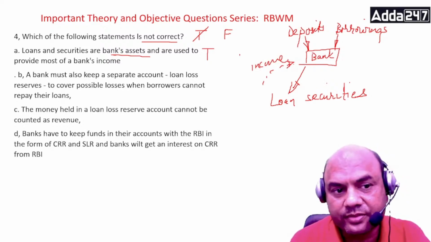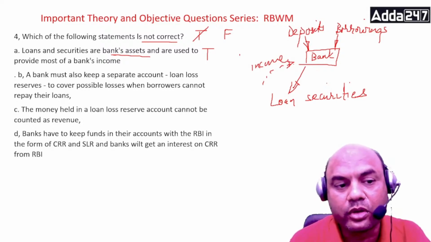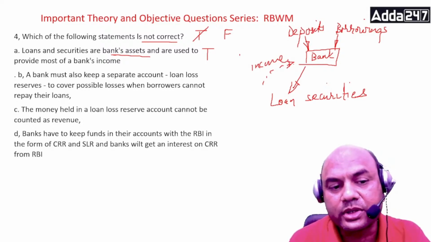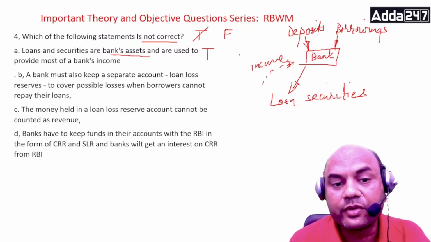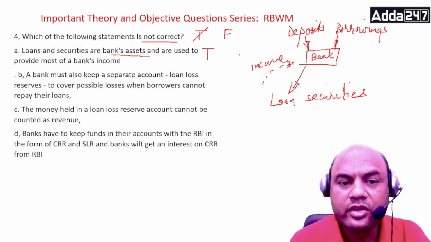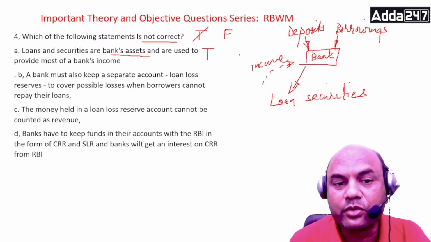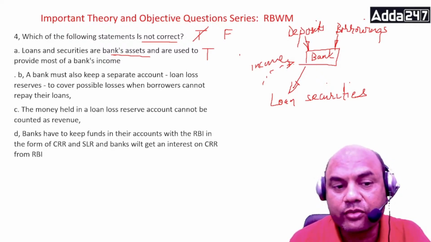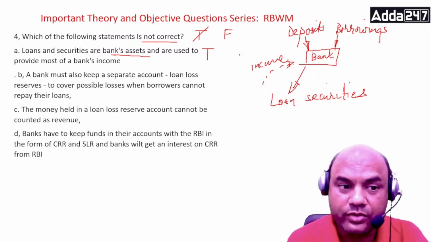We want false. A bank must also keep a separate account of loan loss reserves to cover possible losses when the borrowers cannot repay their loan. So we have to keep a separate loss account, or you can call it provision account. Do we have to keep it? So that's your question. Now already I have told first option is true. Now you check which of them is false. Money held in the loan loss reserve account cannot be counted as revenue. Think over it. True or false?